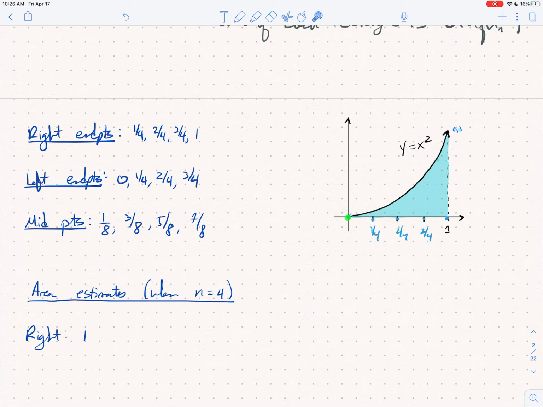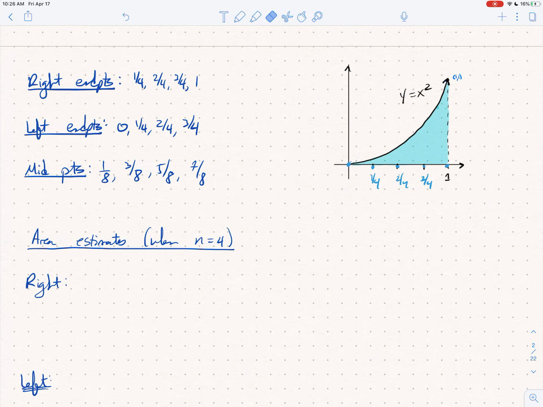If I'm going to go left endpoints, I'm going to go 0, 1/4, 2/4, and 3/4. Notice that when you're taking right endpoints, you don't get 0, you do get 1. Left endpoints, you do get 0, but not 1. Okay, midpoints. The first midpoint is going to be 1/8, and then 3/8, then 5/8, and then 7/8. So that's just showing you how you can pick sample points. You could pick random ones in each little interval. Doesn't matter.